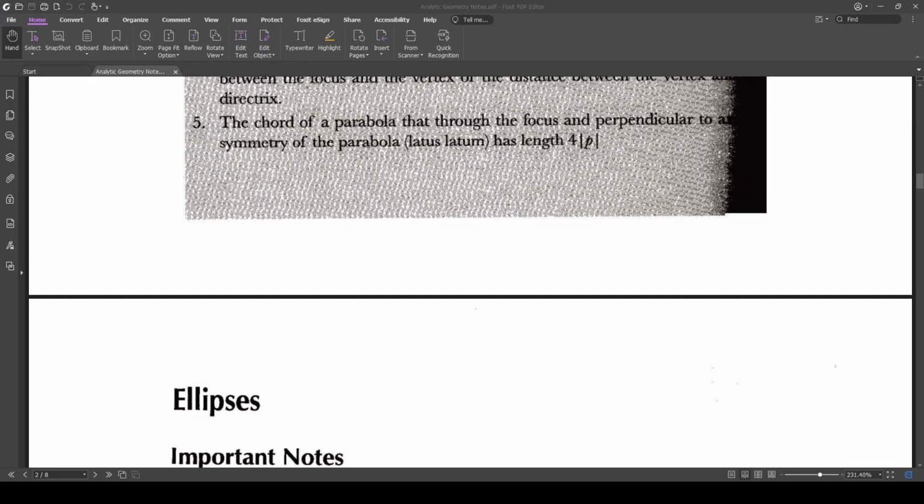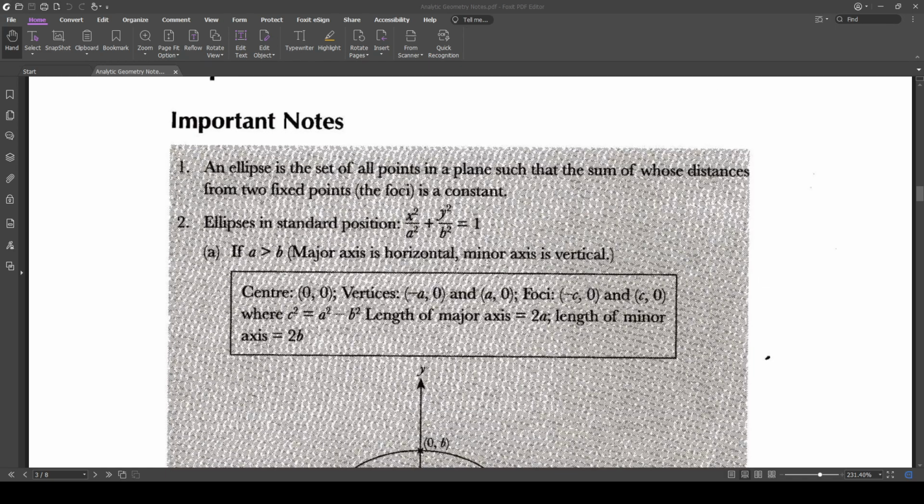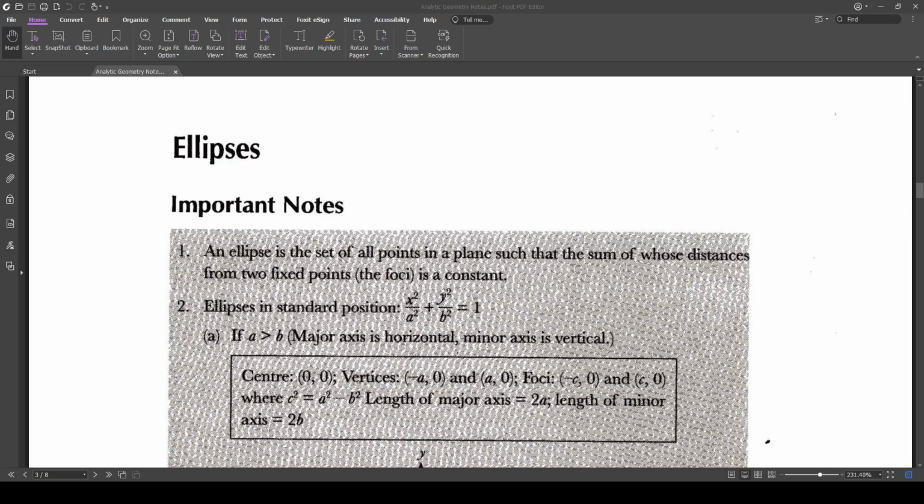Okay, so then we'll go to ellipse. Can you see the screen? Oh, okay. No, just now I couldn't see the screen. Okay, my bad. All right.